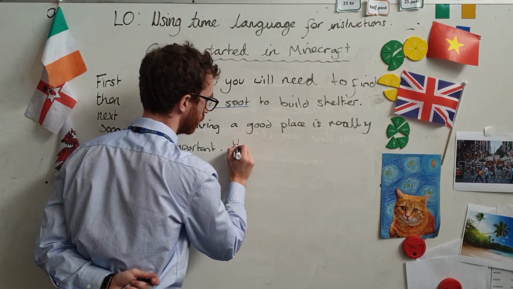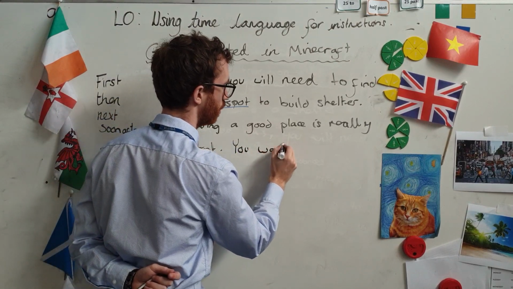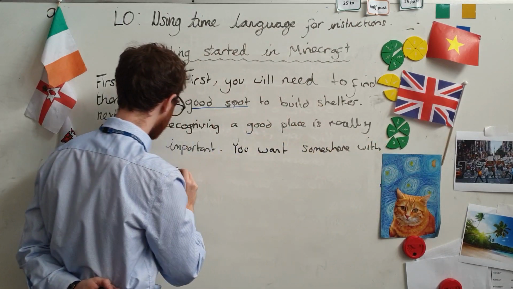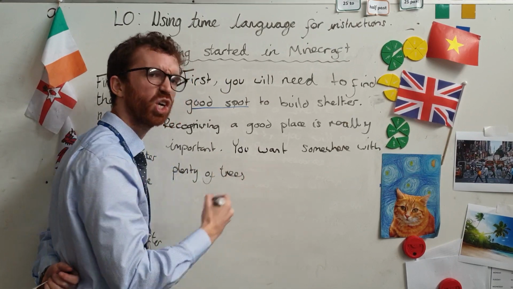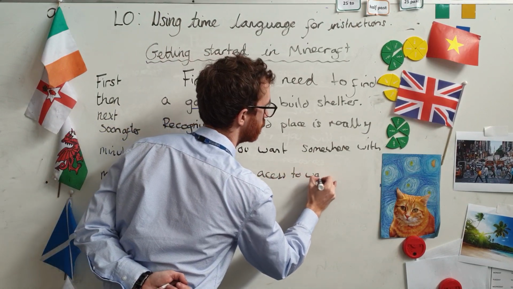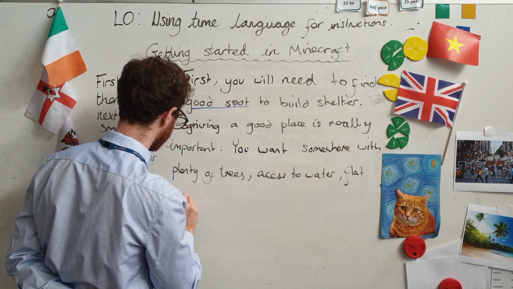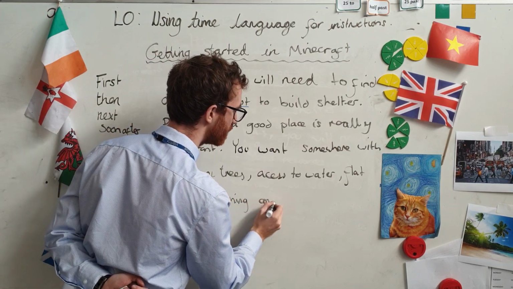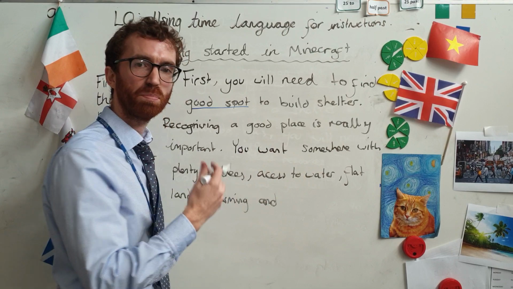You will need, not spelled that right, have I? You want somewhere with plenty of trees. I'm going to list a few things now. Plenty of trees, access to water, comma, flat land for farming, and put one last thing to my list, flat land for farming, and some potential for mining.